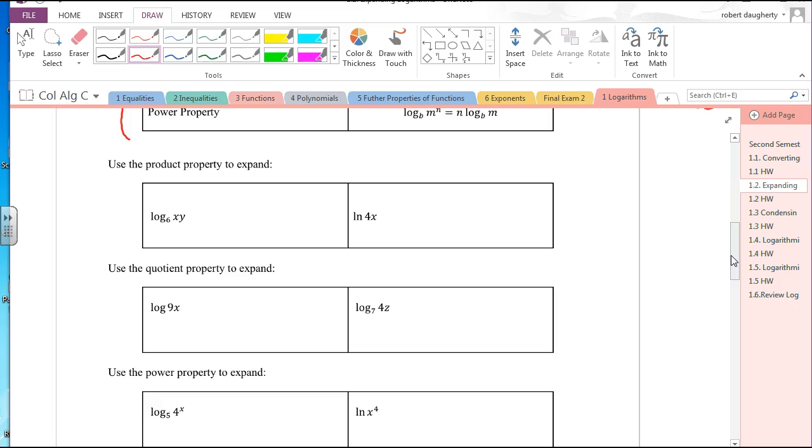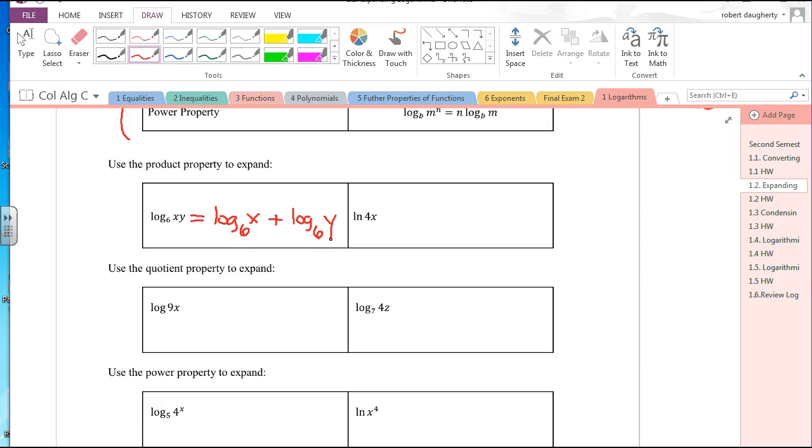Use the product property to expand these, okay? So I've got the log base 6 of x times y. According to the product property, this is the log base 6 of what? We just covered the product property. The log base 6 of x plus the log base 6 of y, okay? The log base 6 of xy is the log base 6 of x plus the log base 6 of y.